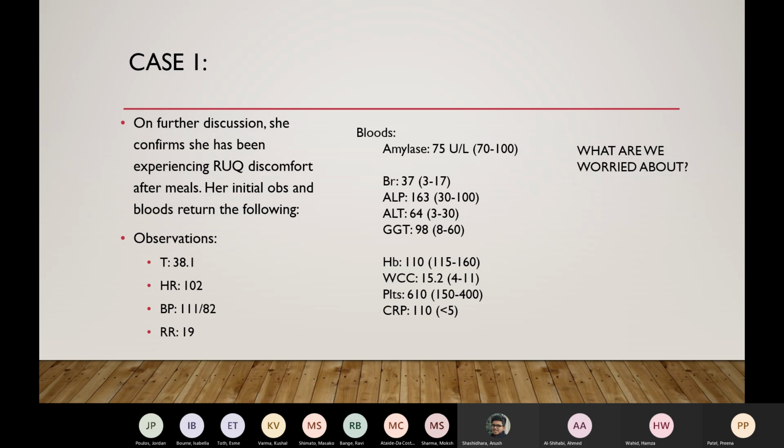But what is new? She's got some raised white cells, her CRP is really high, and her temperature is really high. So what are we worried about? Infection, exactly. And not just infection, but what's the extreme if someone has an infection?